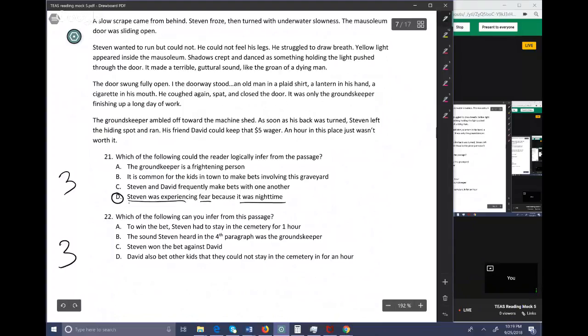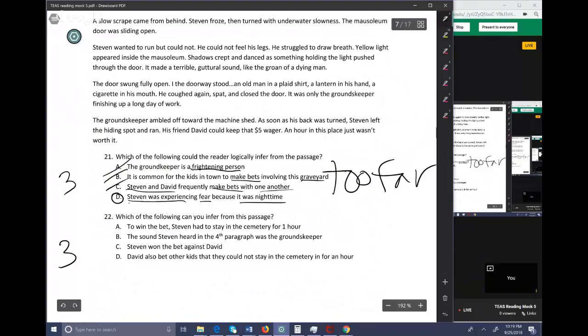To be a frightening person is, first of all, an opinion, so that's a problem, and is, second of all, not something we can say about this person that we're not sure who they are. We don't know how much the kids make bets about the graveyard, and we don't know how much these two kids make bets with each other. So all of these things would be too far.